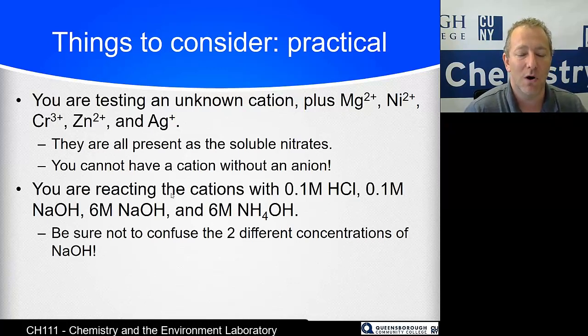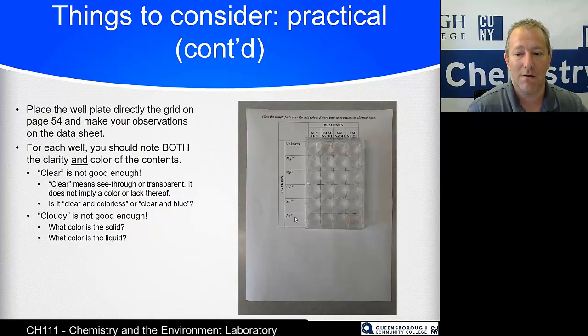And you are going to react each of those cations with dilute hydrochloric acid, dilute sodium hydroxide, more concentrated sodium hydroxide, and concentrated ammonium hydroxide. Make sure you don't mix up the two concentrations of NaOH. So you're going to have those cations down and reagents or your other reactant across. So you'll put 10 drops of your unknown across each of those, 10 drops of magnesium nitrate across each of those, 10 drops of the nickel 2 nitrate across in each of those, etc.